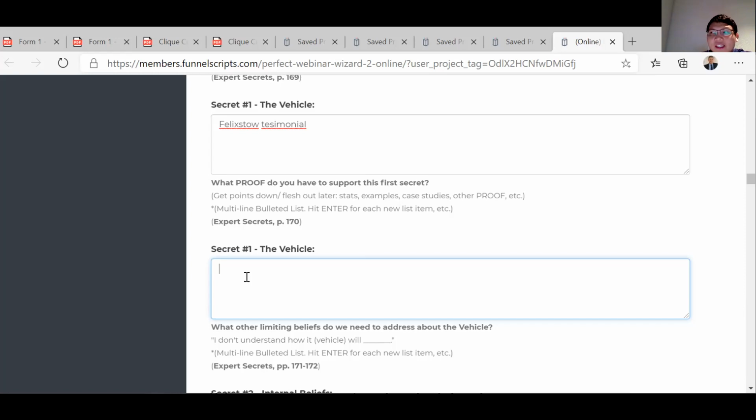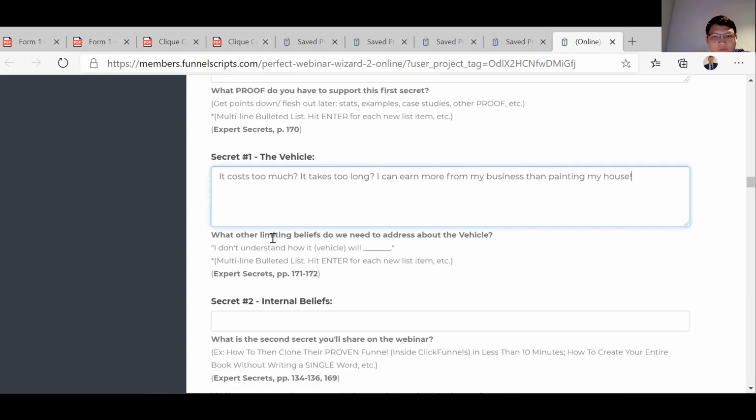Like they may have, I'm not sure, because you deal with the homeowner, you know? Yeah, it costs too much. That could be one, yeah. Or takes too long, yeah. So you have to handle the objection. You have to handle all of them. Otherwise, they're not going to sell. Yeah. Okay.